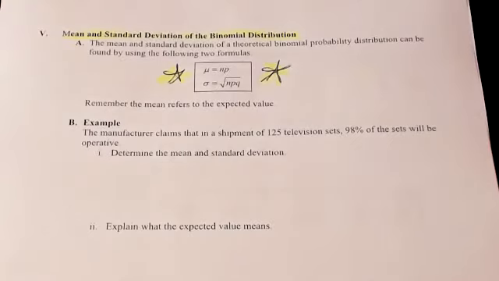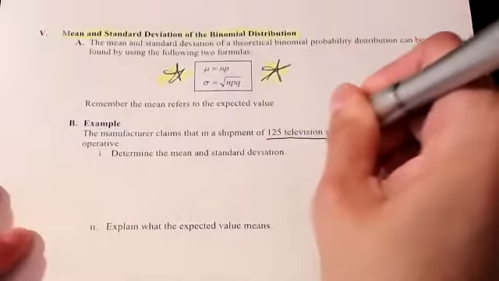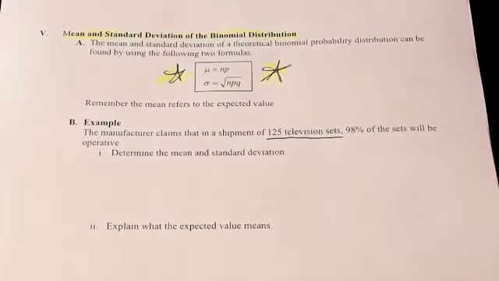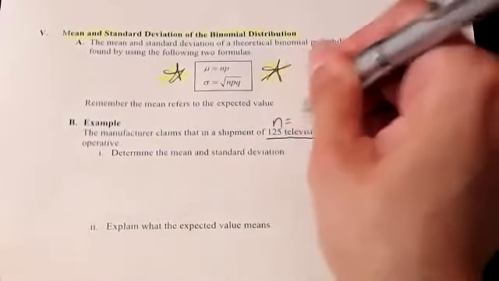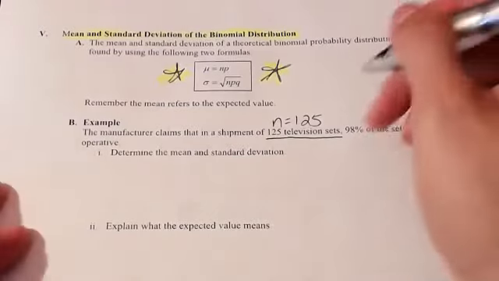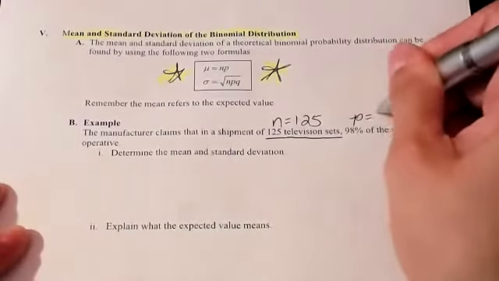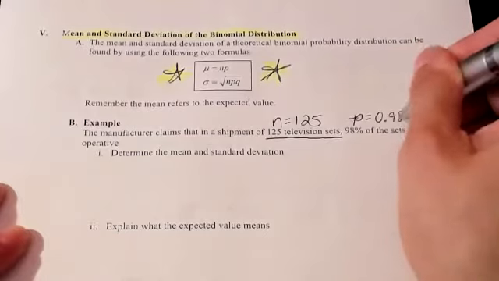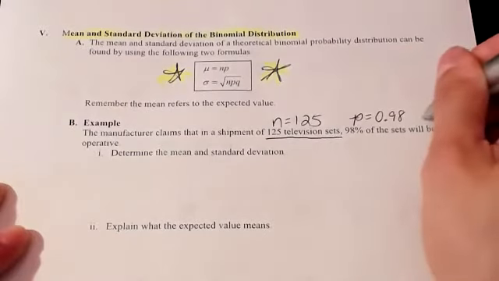First example, the manufacturer claims that in a shipment of 125 television sets, keep that in mind, that's telling us that our shipment contains 125 items, which refers to N. We're told 98% of the sets will be operative. So that means the probability of success is 0.98. What's the probability of failure?